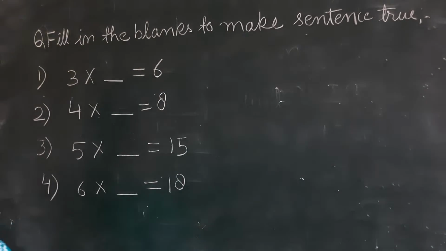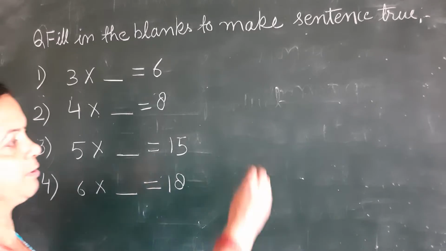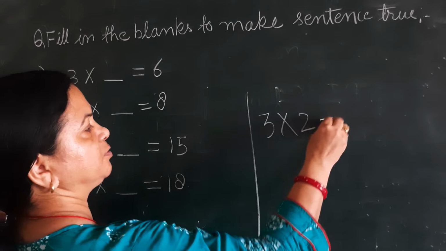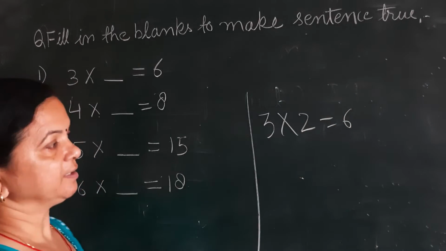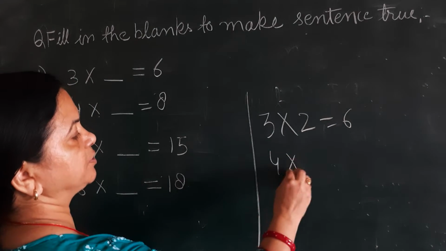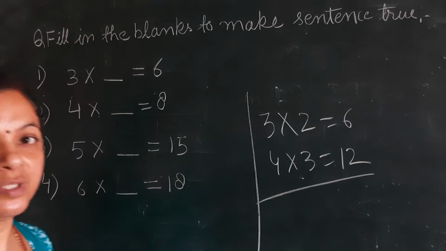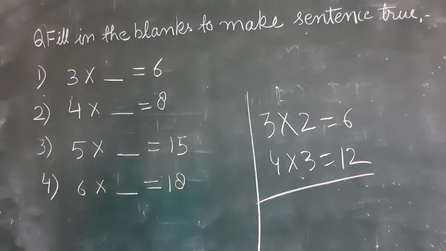Okay students, till now we have simply written the product like this: 3 into 2 is equal to 6, and 4 into 3 is equal to 12. But today we are going to do a new type of question.